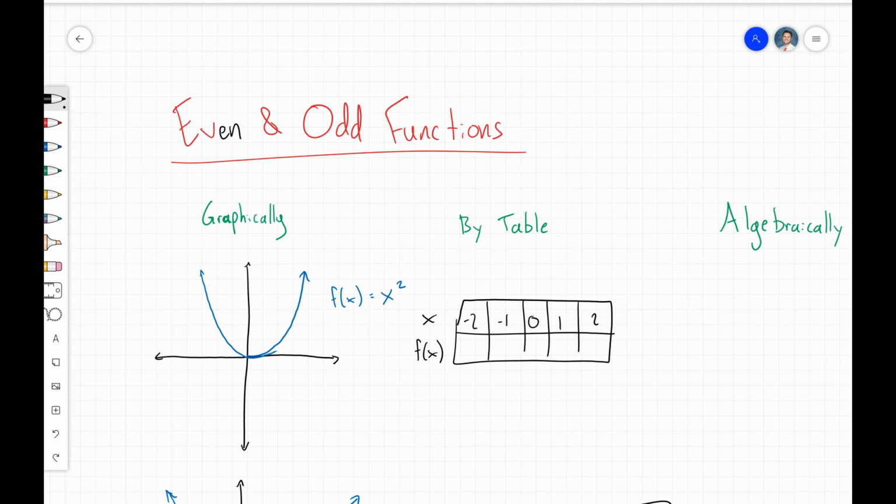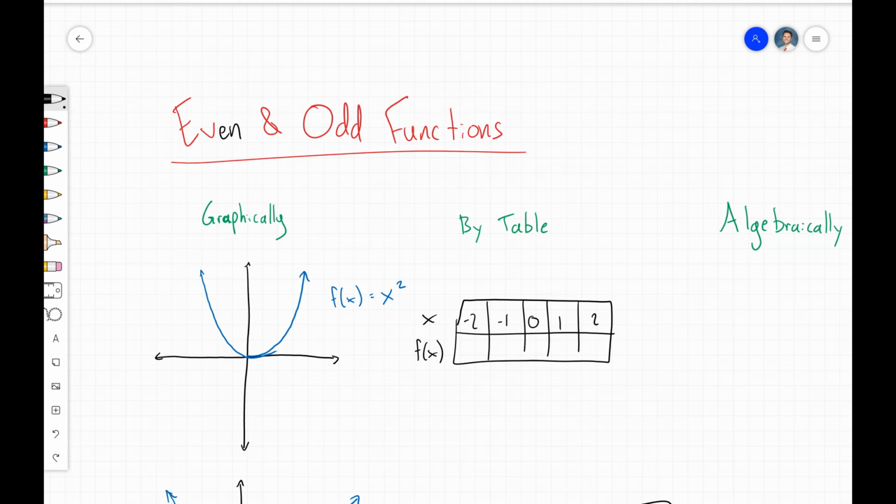All right, I wanted to revisit even and odd functions and see if we might be able to demonstrate this a little more clearly so that we can really see what we're talking about with these even and odd functions. So there are kind of three ways we can identify if a function is even or odd or neither.